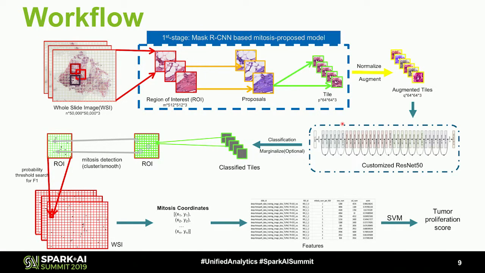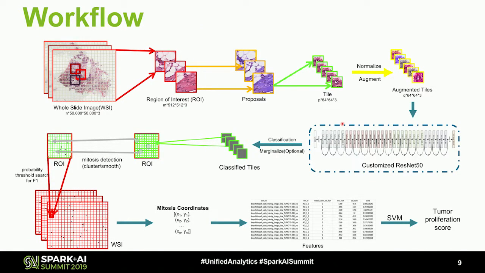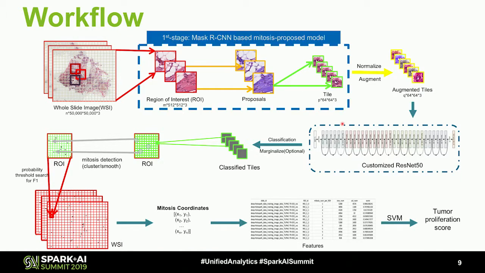Our approach is a two-stage model. In the first stage, we use the Mask R-CNN to propose the candidate patches. So the input will be the original whole slide high-resolution scanned image, with a resolution around 50,000 by 50,000. This image is too big to be held by the GPU.